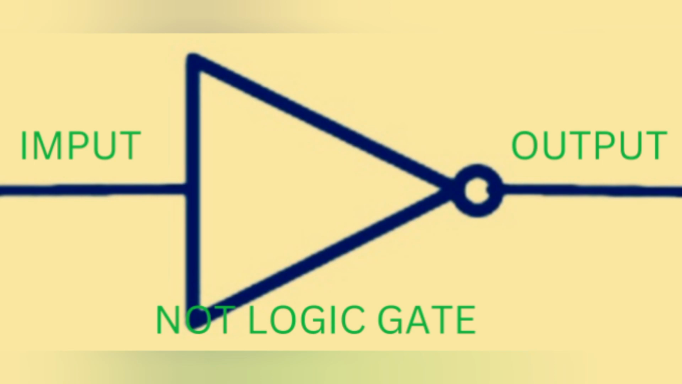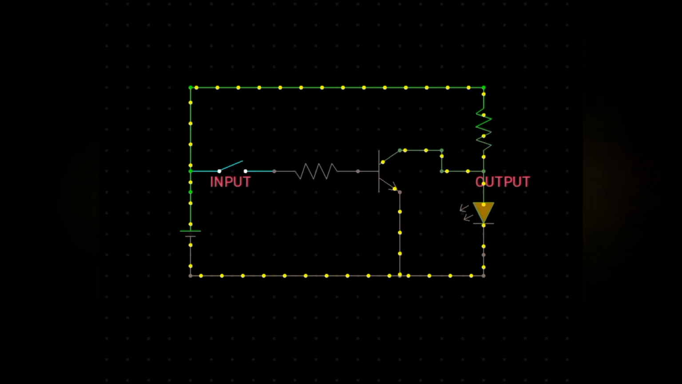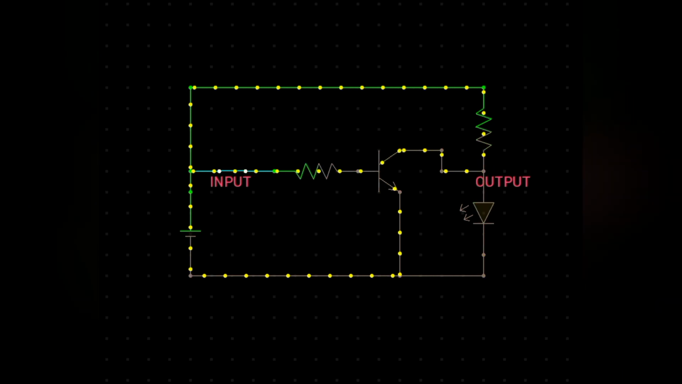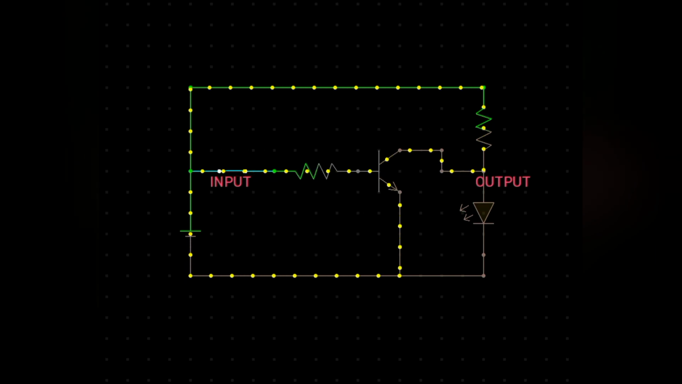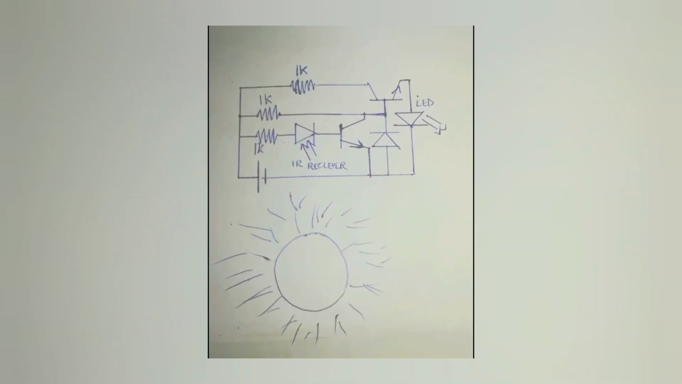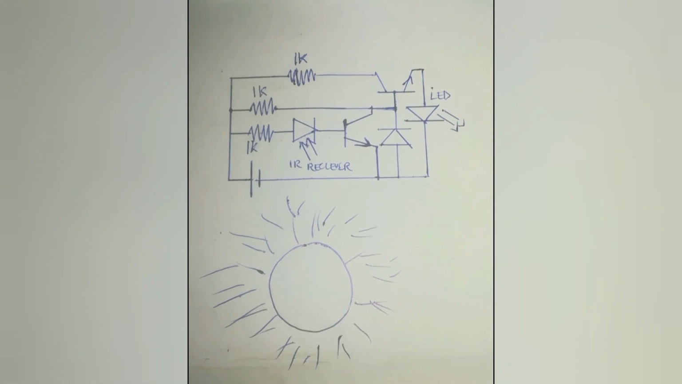This is a NOT logic gate made with a transistor. It has one input and one output. The input is represented with just a switch, the input can also be a sensor. When we close the switch, it means the input is true, then the output, which is the LED, turns off, which means the output is false. But when we open the switch, it means the input is false, then the LED turns on, which means the output is true. This is the circuit diagram for the project.